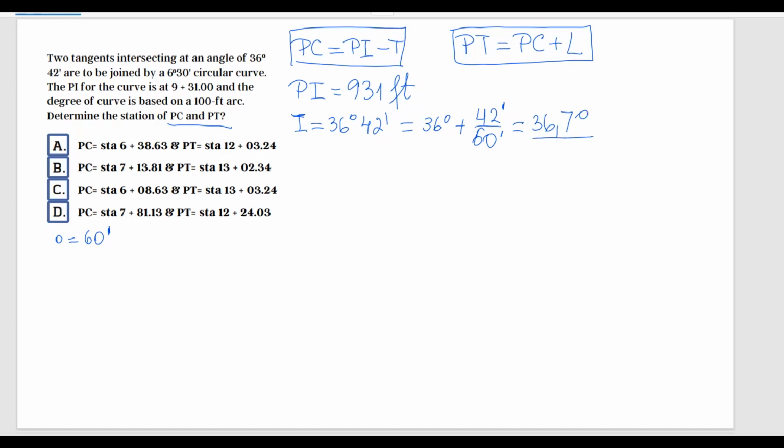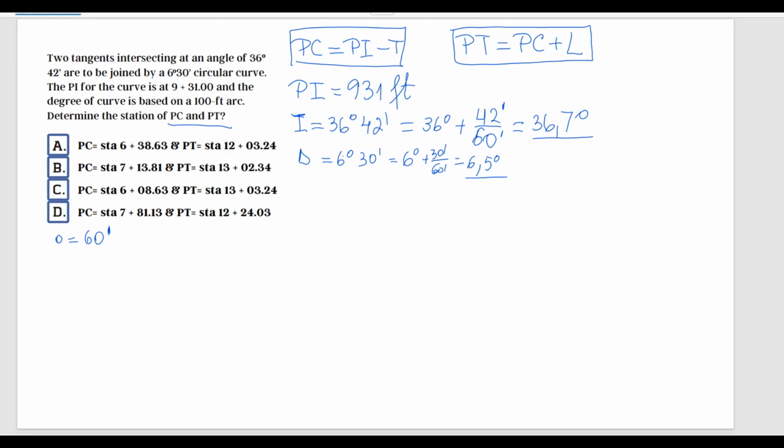And let's do the same for the degree of curve. So D in this case is 6 degrees and 30 minutes. And we're going to do the exact same thing. We're going to have 6 degrees plus 30 minutes divided by 60 minutes. And this will give me 6.5 degrees. Perfect. Now we can continue.